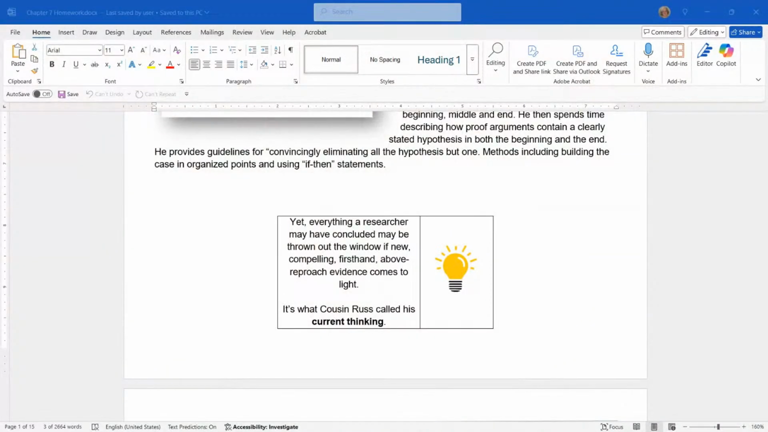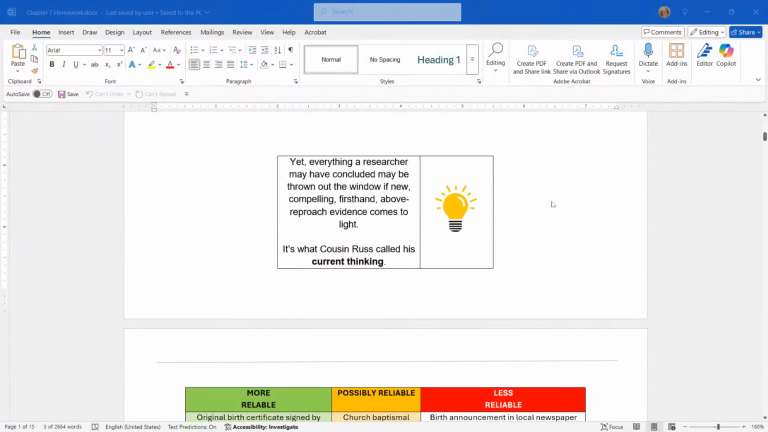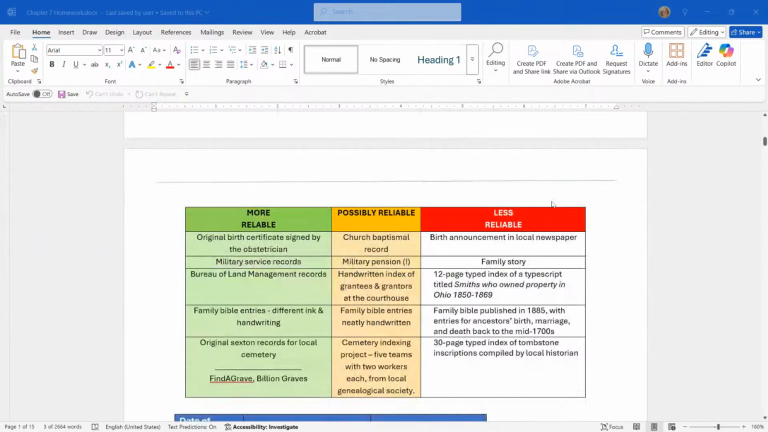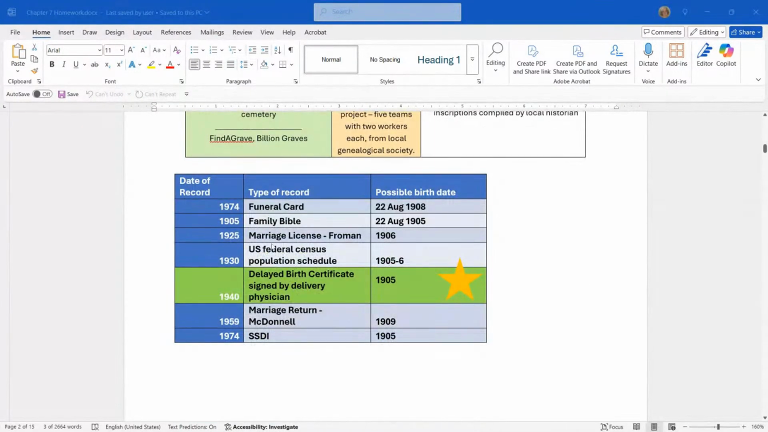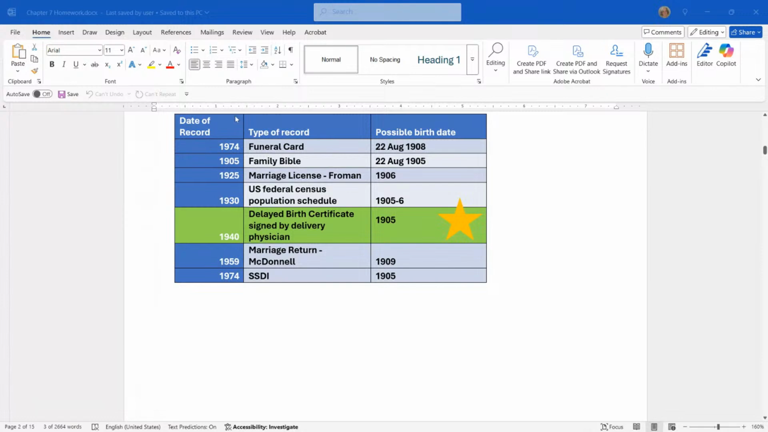Okay, given all that, here's where we are in the homework. There's that same type of record. And I frequently, when I have a conundrum like this, use Microsoft Excel to organize: when was the document created? What was the type of record? What is the information that pertains to the research question? When was she born?